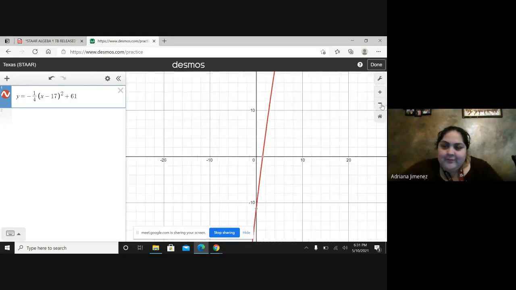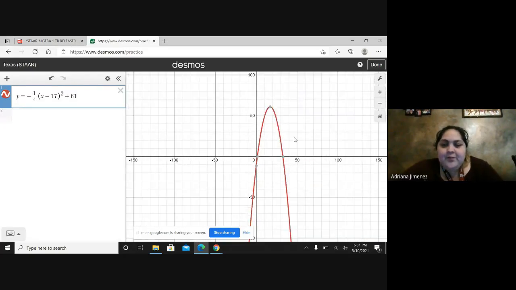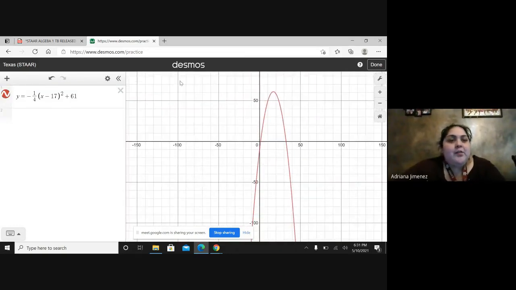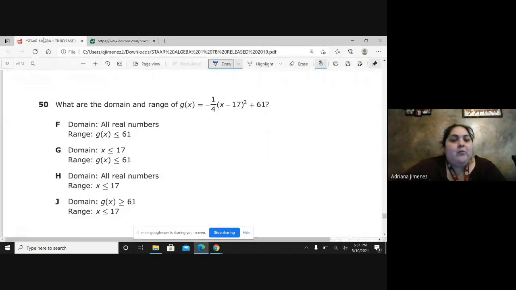Whoa. Okay, so here's my picture. All right. So domain is all real numbers because this graph keeps going. I don't have any endpoints. If I move it up, it's going to keep going. So I know it's all real numbers. All right, so I would cross out the ones that don't have all real numbers.